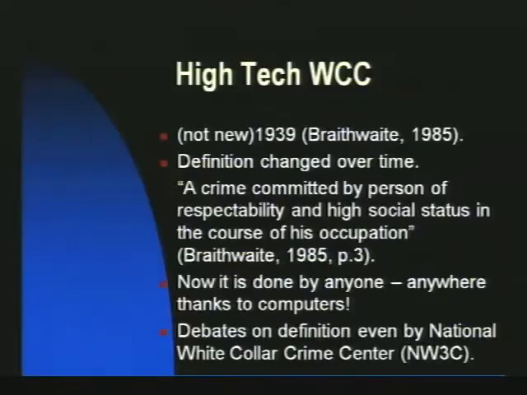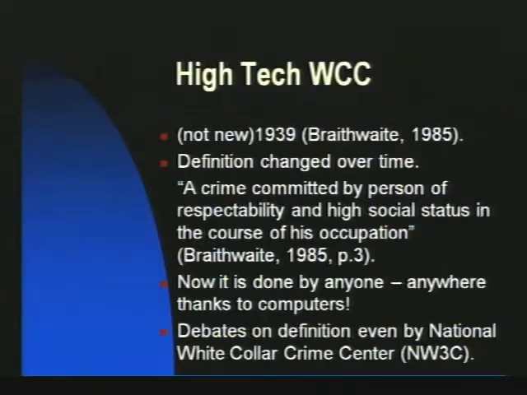So, the two major types of crimes that I want to talk about are high-tech white-collar crimes and IT insider threat, because those are the most prevalent ones. High-tech white-collar crime, or white-collar crime in general, is a very old crime. It's not new. It's developed over the years. In fact, the definition changed because it used to be a crime committed by a person of respectability and high social status. But now, anyone can commit white-collar crime. You don't have to be of high social status. There are also debates on the definition of what white-collar crime is. If you go to the NW3C website, there's a paper that deals with that. You can go and have a look at that.